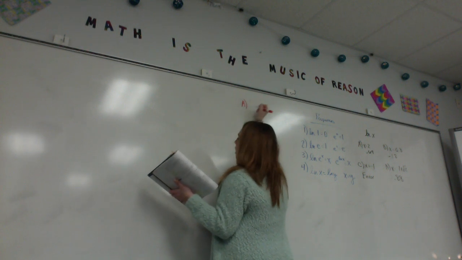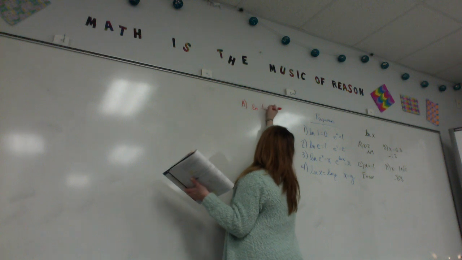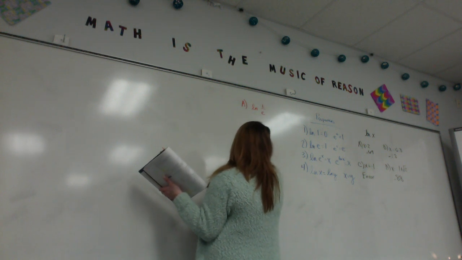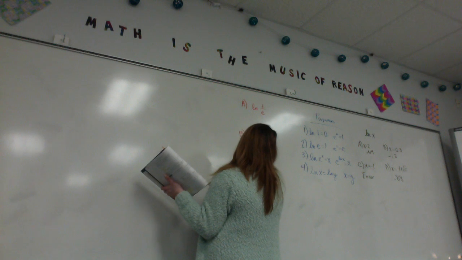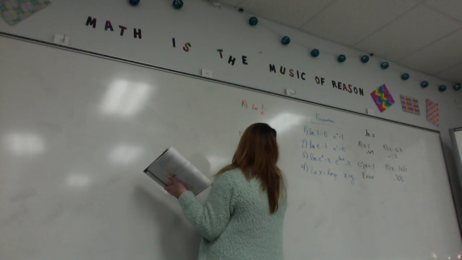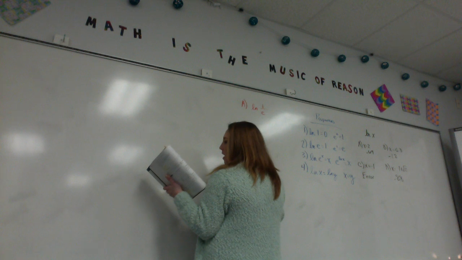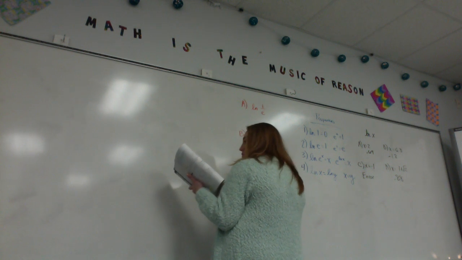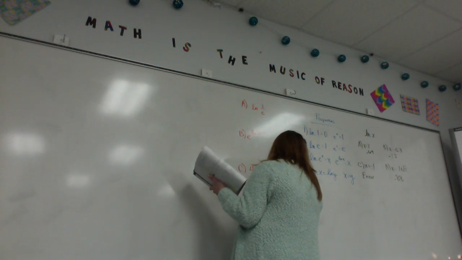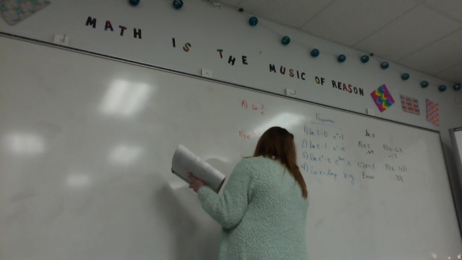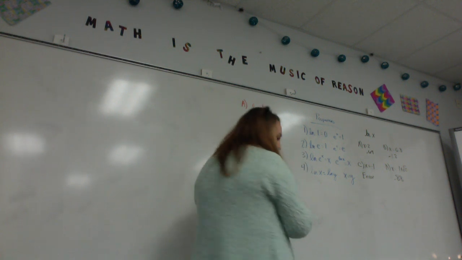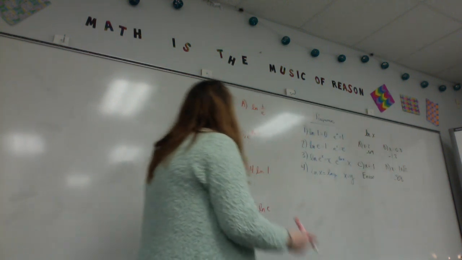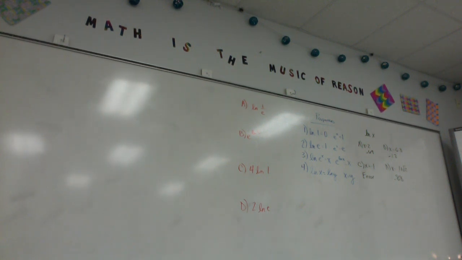Let's say I have A, ln 1 over e. B is going to be e to the ln of 5. C is going to be 4 ln 1. And D is going to be 2 ln of e. Okay. How do I rewrite the first one? ln 1 over e. How do you rewrite that?